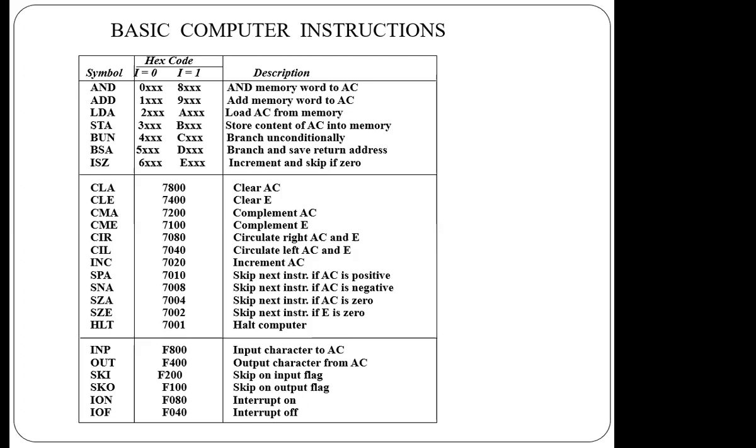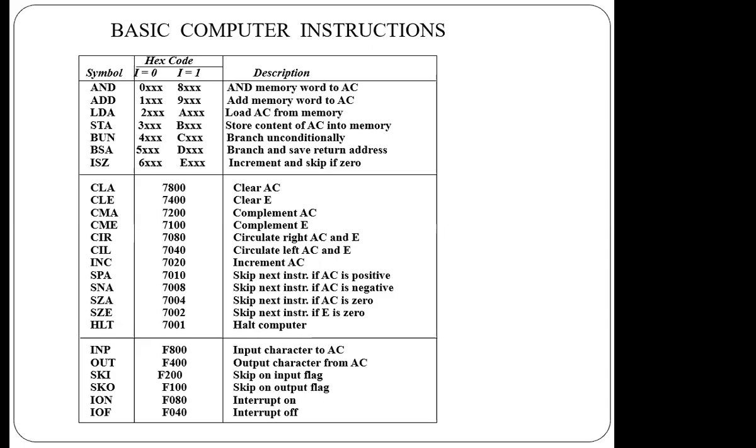And in case of the last column, which deals with input output reference instructions, the value of I becomes 1. The operation code's value is again 111, but the value of I is 1. So in this case 1111, what is this? This is your F.